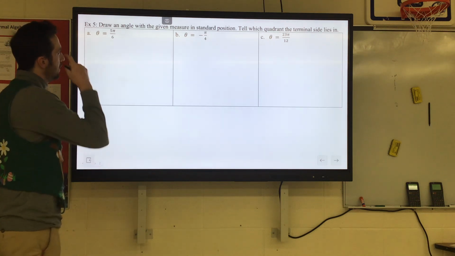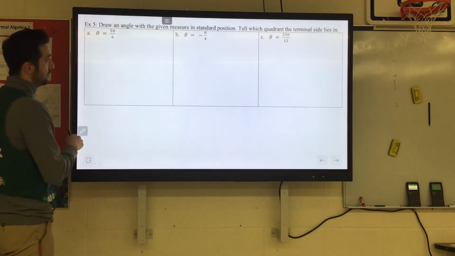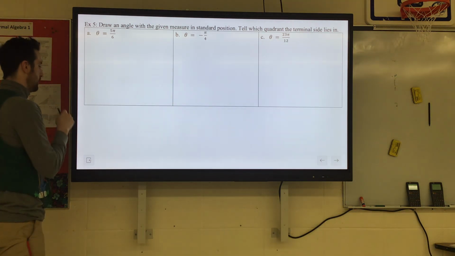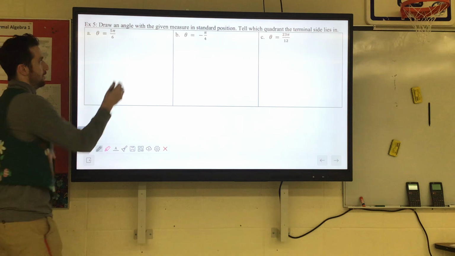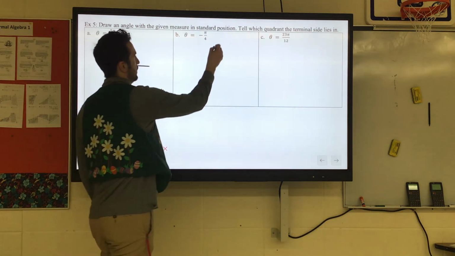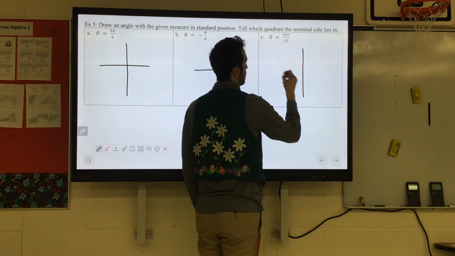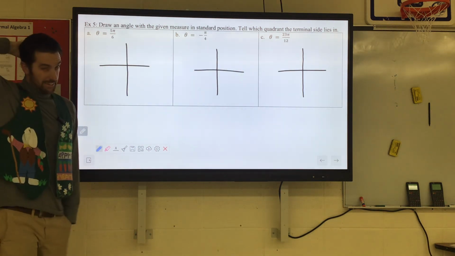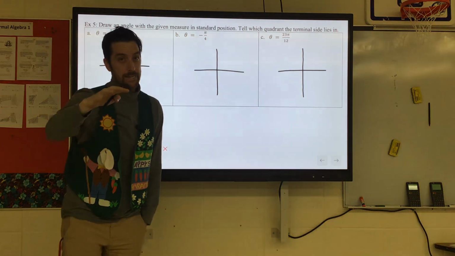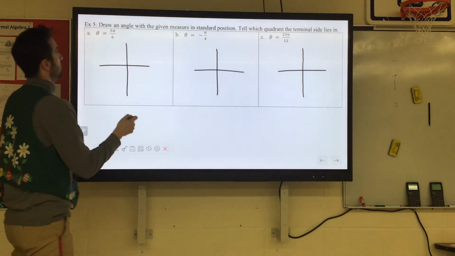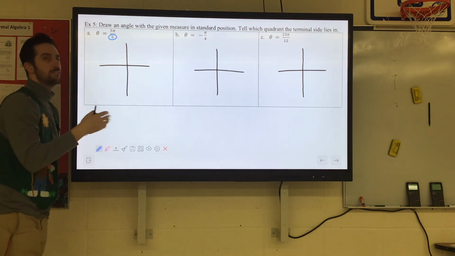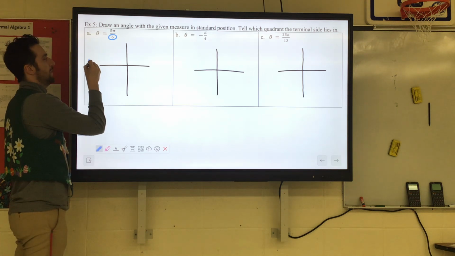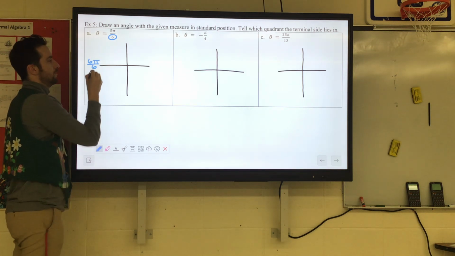All right, so we're going to draw an angle with the given measure in standard position and tell which quadrant the terminal side lies in. Here we go. Let's get our blank graphs. Now I want you to think, the 180 degree spot is always 1 full pi. So what I do is I look at the denominator of what they give us. These are in sixths. So if this is 1 whole, that would be 6 out of 6. So I label this 6 pi over 6.